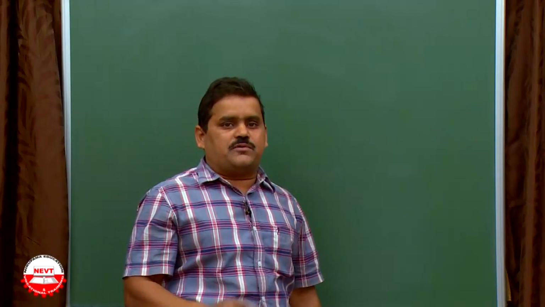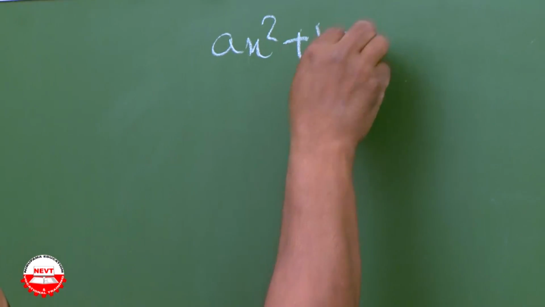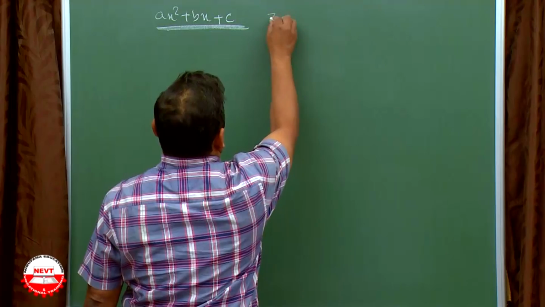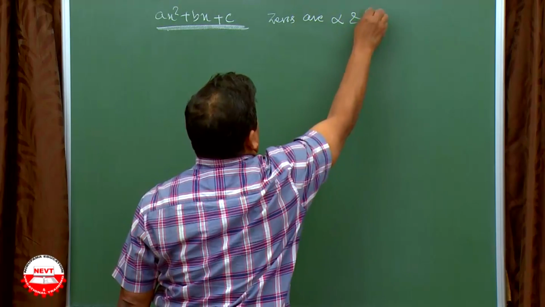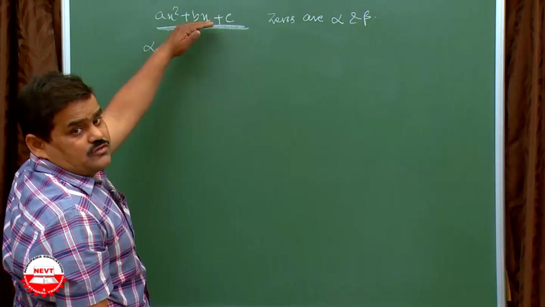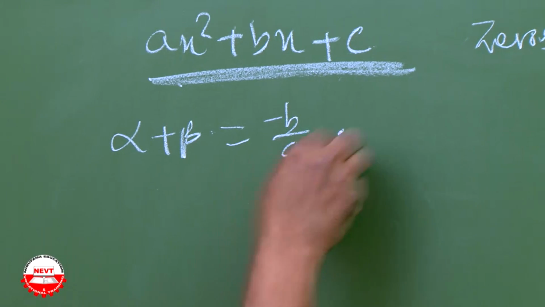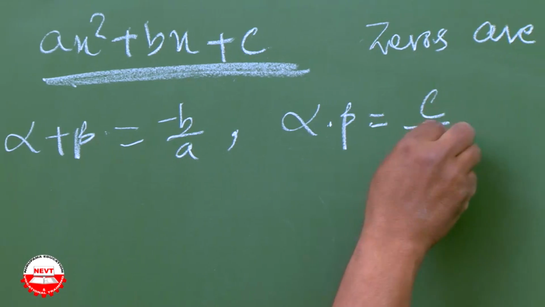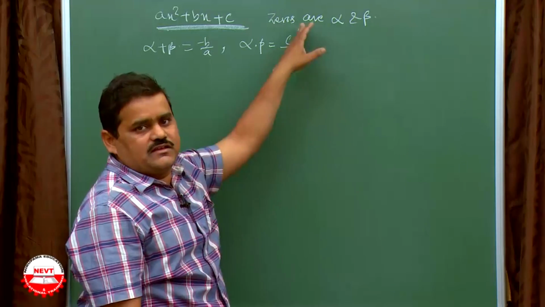You know that a standard form of quadratic polynomial is ax square plus bx plus c. This is the standard form of quadratic polynomial. If its zeros are alpha and beta, what is alpha plus beta? That means sum of zeros. What is alpha plus beta? That is equal to minus b by a. What is alpha into beta? Is equal to c by a. That means sum of zeros minus b by a, product of zeros c by a.